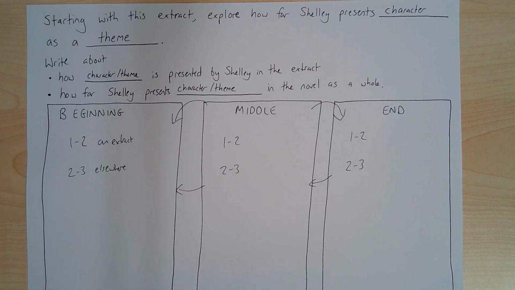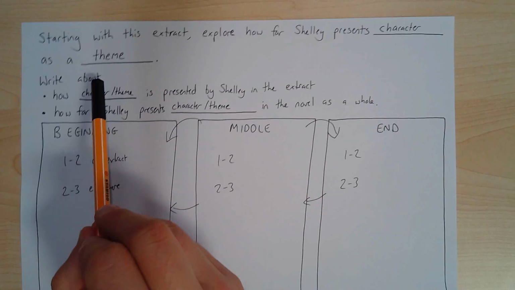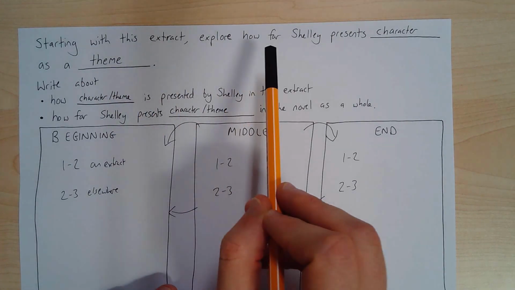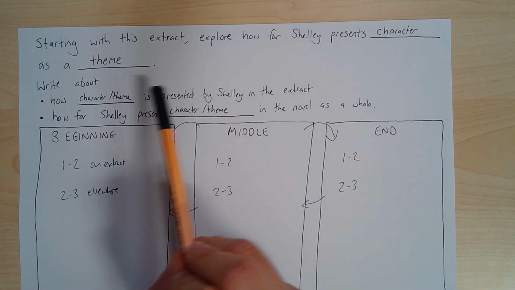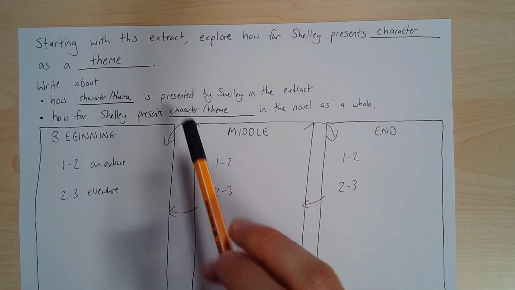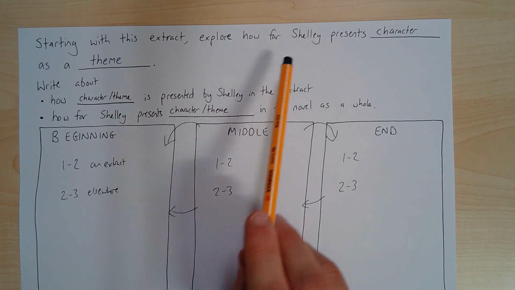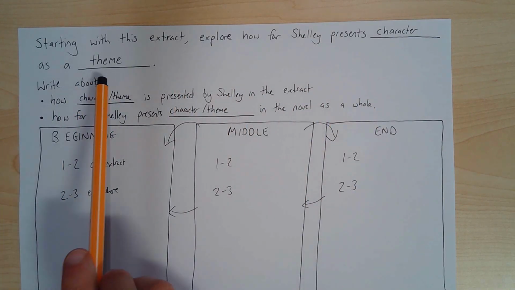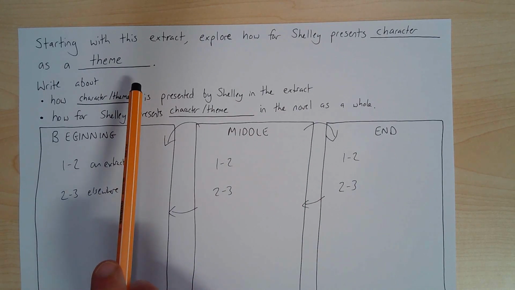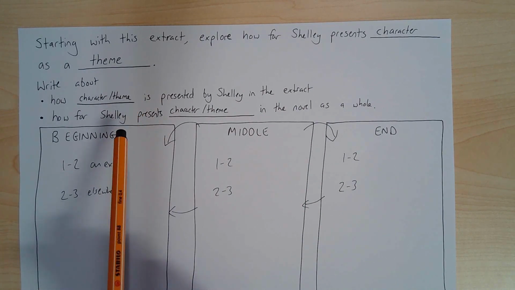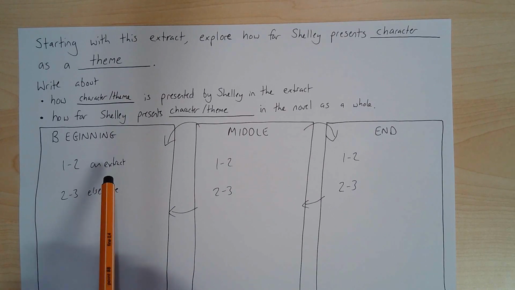So what we're going to do is we're going to look at, let's take this question stem, starting with this extract: explore how far Shelley presents character as a theme. We're just going to do Victor. Within this essay, I'm going to discuss that Victor is, let's say, an arrogant scientist, and also that he isn't an arrogant scientist. If the question was how far Shelley presents Victor as an egotistical character, me talking about him being egotistical and not egotistical would answer that question.